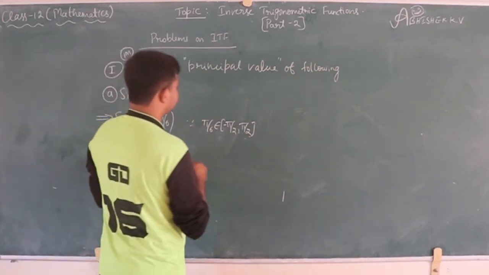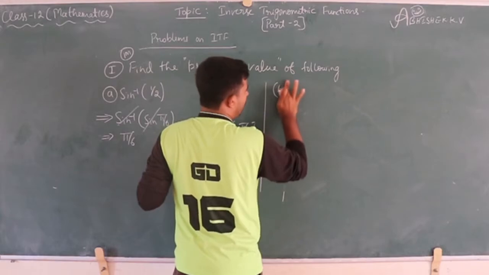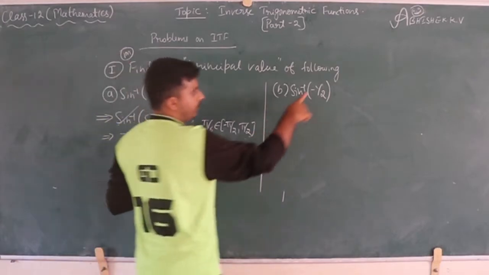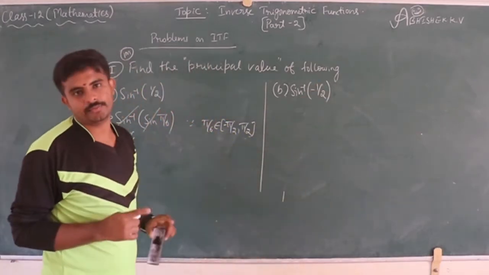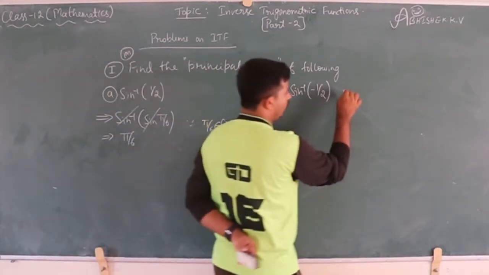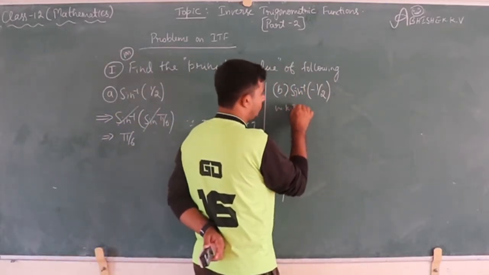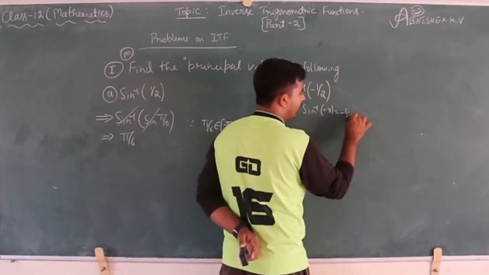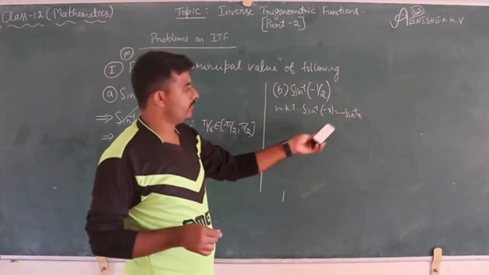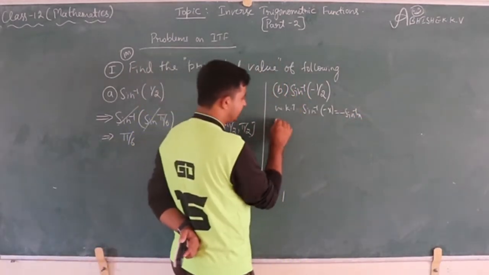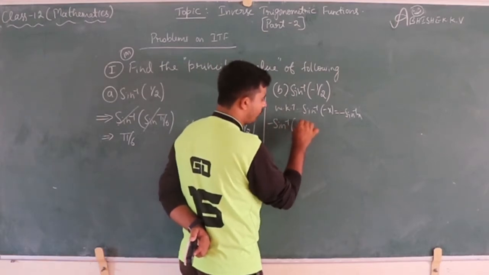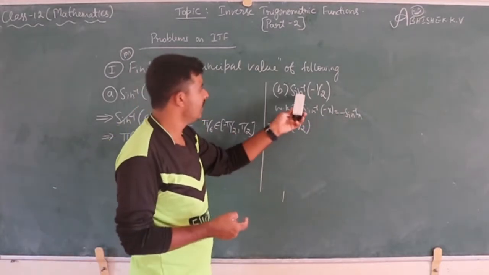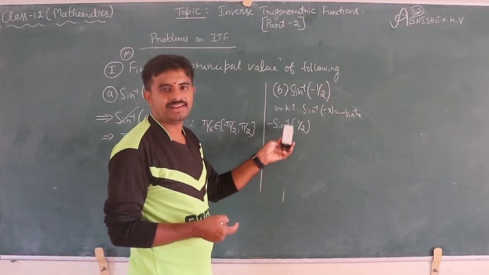See, let us consider the second problem. What about the principal value of sine inverse of minus 1 by 2? Again, using the property, we know that sine inverse of minus x is equal to minus sine inverse x. Using this property, we can write sine inverse of minus 1 by 2 is equal to minus sine inverse of 1 by 2.